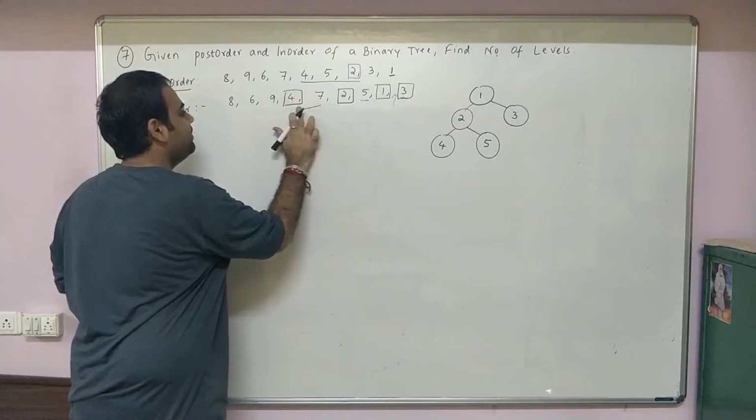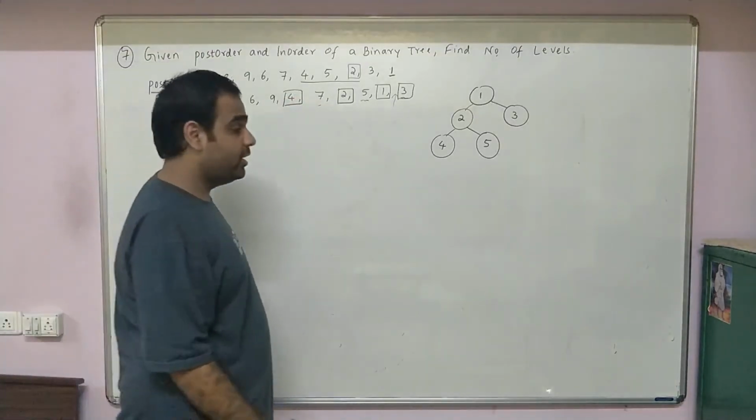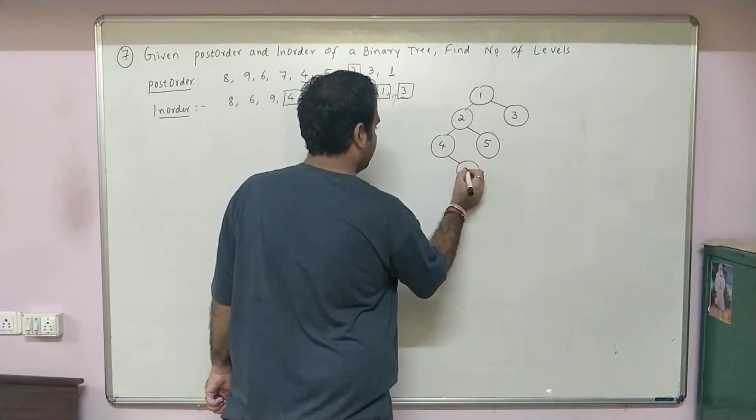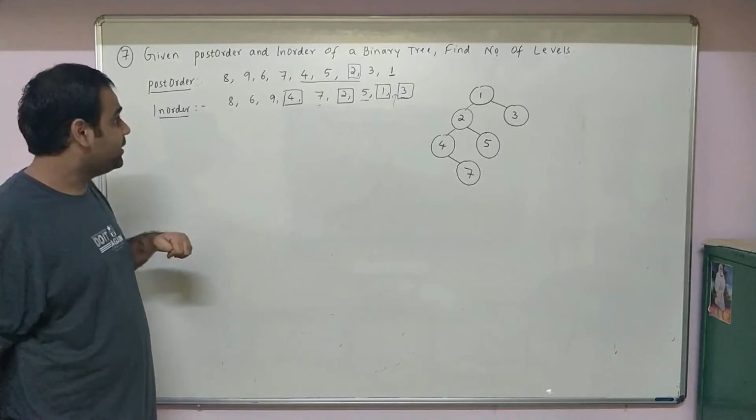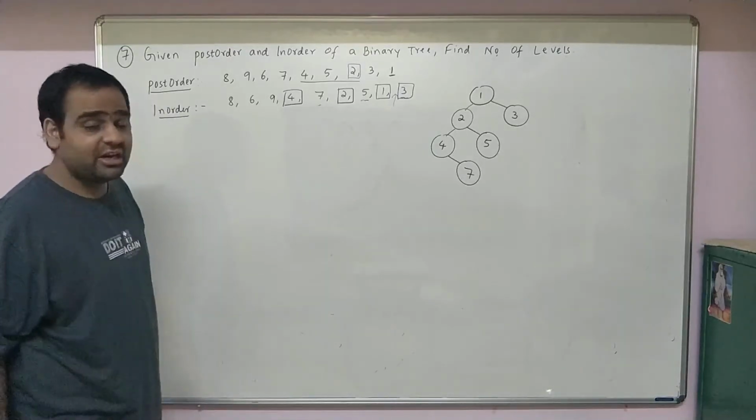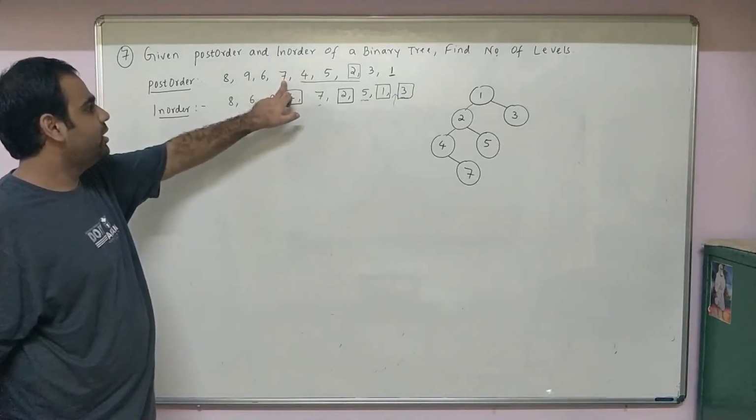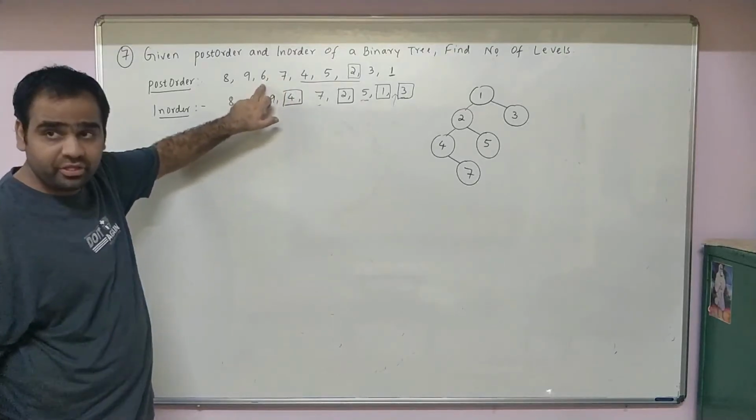Now all the elements on RHS of 4 should be on the RHS subtree. That is only 7, that is the only element remaining. And 8, 6, 9 should be on the LHS subtree. Now what should be the left child of 4? Go over here. Now 7 is done. Now it should be 6.